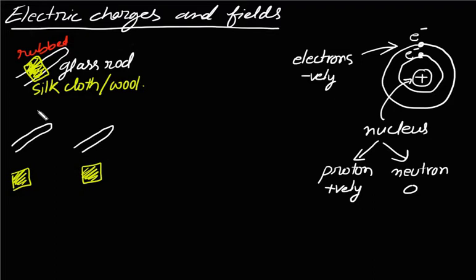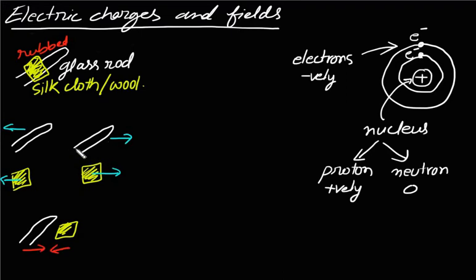When the glass rods were brought close to each other, it was found that they repelled each other, and the silk cloths also repelled each other. But when the glass rod and the silk cloth were brought close to each other, okay, they attract each other. So what can we conclude from this?